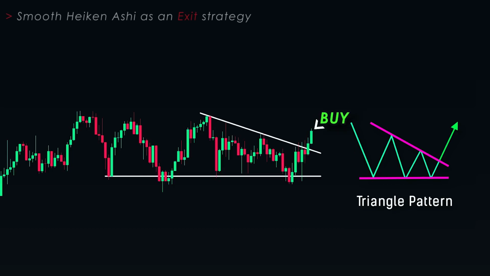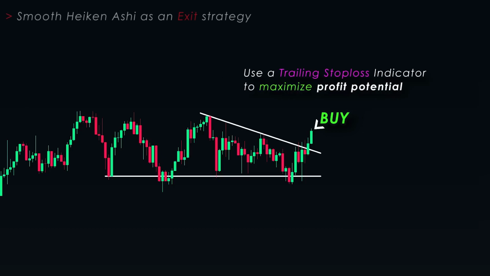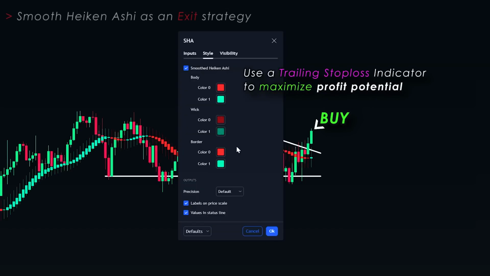Now usually, in a breakout setup like this, it's very common for the price to surge towards one direction, giving us the opportunity to earn massive profits. And so if your take profit target is set too low, you could potentially miss out on a huge profit opportunity. So to maximize your profits, instead of using a fixed profit target, you can use a trailing stop loss indicator instead. And that's where the Heikin Ashi comes into play.